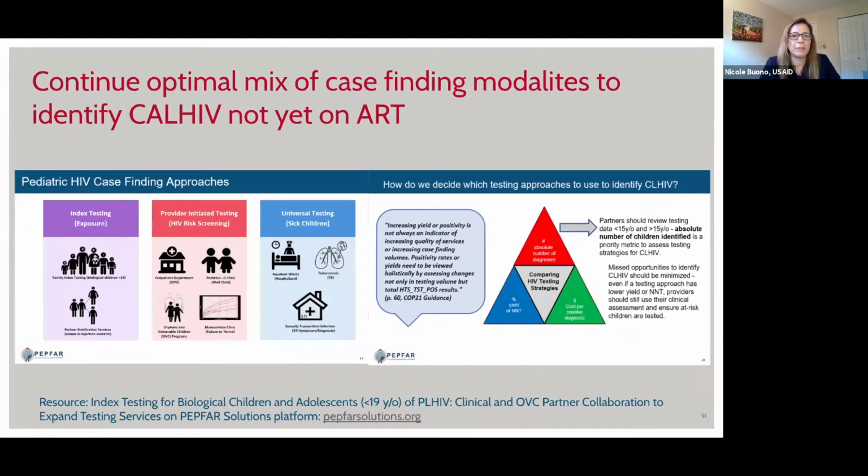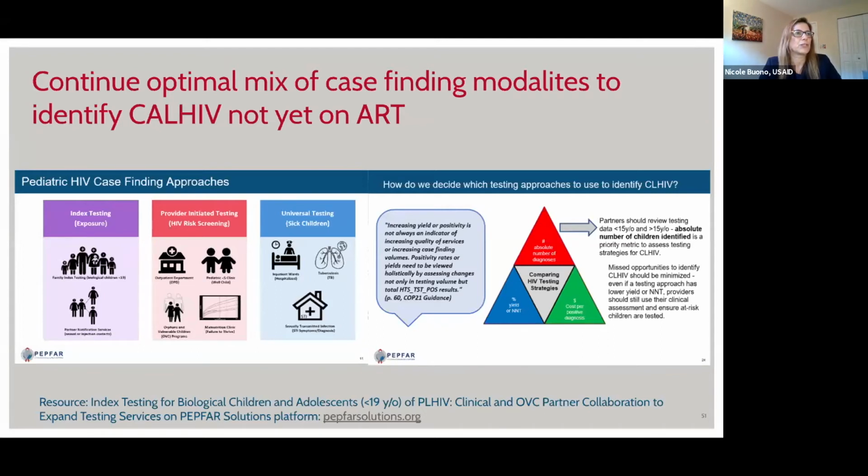I think that Vincent spoke very clearly about the need for an optimal mix of case finding modalities. So we're talking about the first 95. This slide shows the three main approaches to finding new cases of HIV among children and adolescents. The first approach, in purple to the left, is index testing, which focuses on testing the biological children of people living with HIV. We call this an exposure-based approach because we find these children through asking women living with HIV to name their biological children who may have been exposed to HIV during pregnancy, childbirth, or breastfeeding.